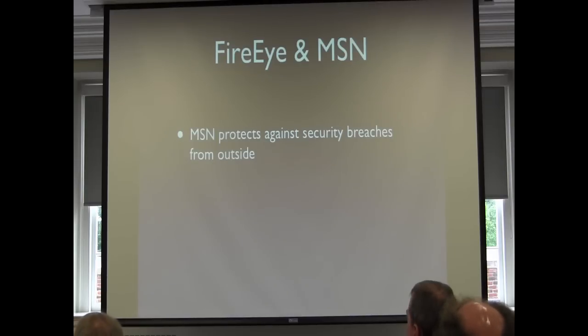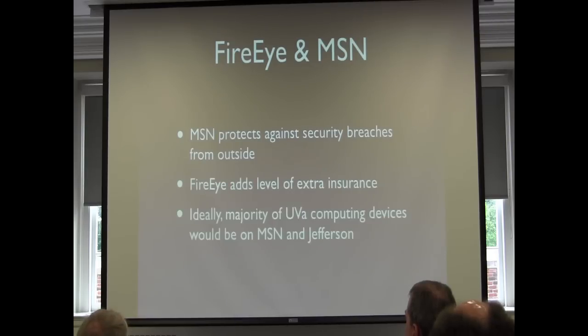As those of you who have people on the MSN know, there are other requirements. Scanning, Identity Finder, that kind of thing that need to be done in order to be on the more secure network. But again, one of the reasons we decided to point the FireEye on the MSN to begin with was because we thought that that's where the most highly sensitive university data would reside. That's the stuff we're most concerned about. We had an extra level of insurance.